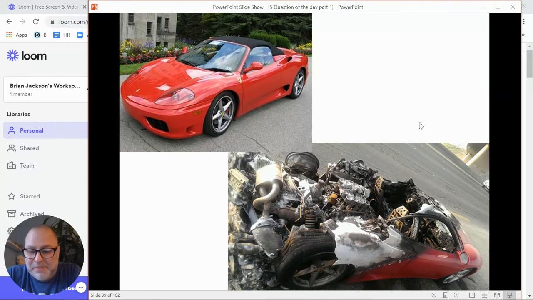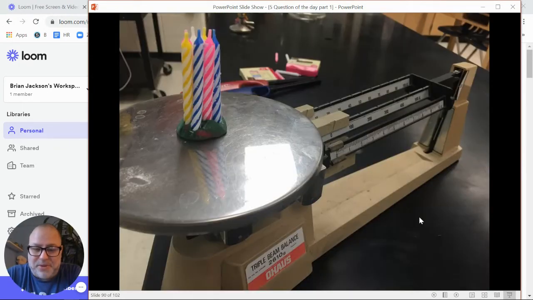All right, so while the first one might be fixable, this one's not. I mean, this one's a total loss right there. It's too bad, so sad.